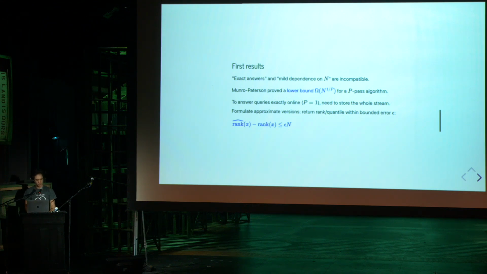And this leads us to formulate an approximate version. If you want this requirement of mild dependence on n, then you'll have to allow for some relaxation. You might say that I don't need to return the rank or quantile exactly, but I'd like to do it within some bounded error. So give me an approximate rank, rank hat, that differs from the actual rank by at most some error epsilon. So if epsilon is 0.01, then my answer for the 95th percentile should be somewhere between the 94th and the 96th percentile.